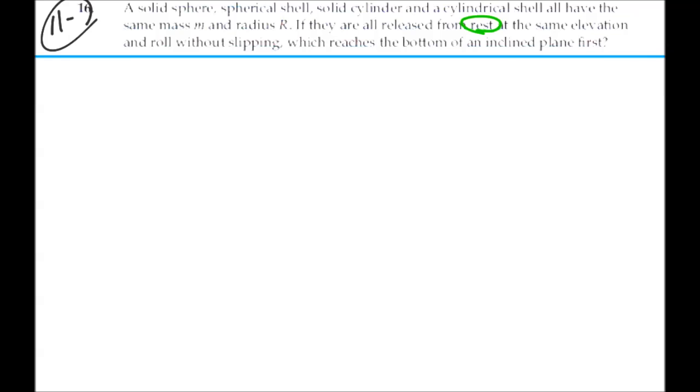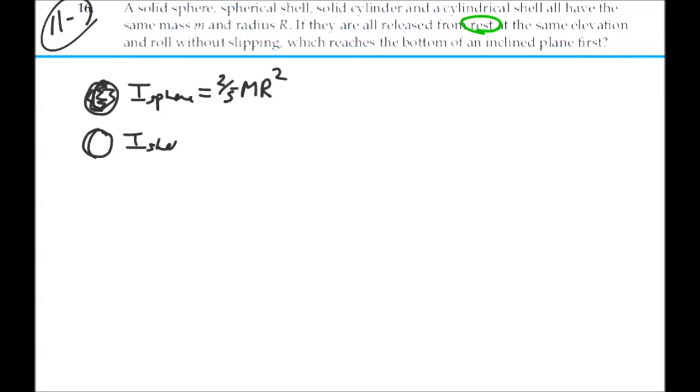Now if we look at these four objects, based on their moment of inertia, we have a solid sphere, and the moment of inertia of a solid sphere is 2/5 mr squared. We have a spherical shell, and the moment of inertia of a spherical shell is 2/3 mr squared. This is a 5 up here for the sphere.